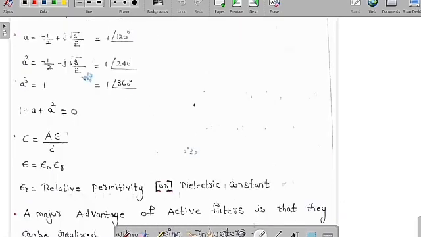I have already told you the operator A is equal to 1 at an angle of plus 120. If you convert from polar format to rectangular format, we get minus half plus j root 3 by 2, and A square is equal to 1 at an angle of 240. Converting to rectangular format, you get minus half minus j root 3 by 2, and A cube is equal to 1 at an angle of 360 degrees. If you add all these, we get 1 plus A square plus A is equal to 0.